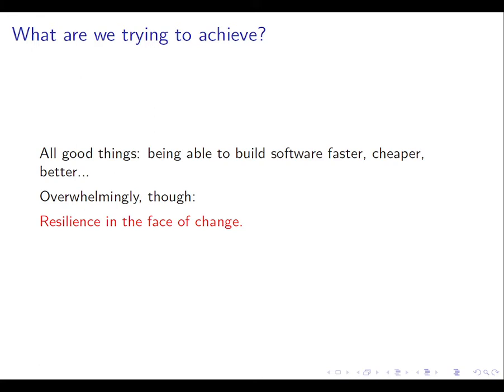Well, what are we trying to achieve when we choose a software design? Of course, we're trying to achieve all the good things. We're trying to achieve all the things that we would like to get from our software. Fundamentally, we want to be able to build software faster, cheaper, better. But as I advertised earlier in the course, overwhelmingly what this basically amounts to is that we want our designs to be resilient in the face of change.